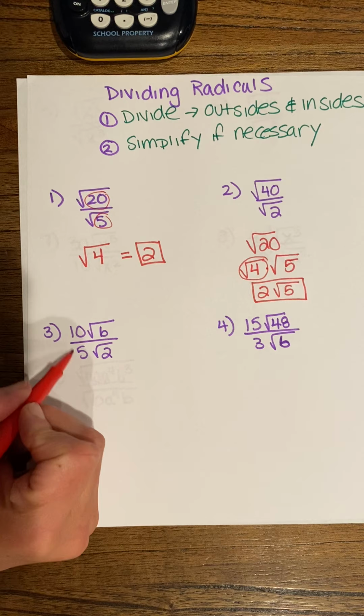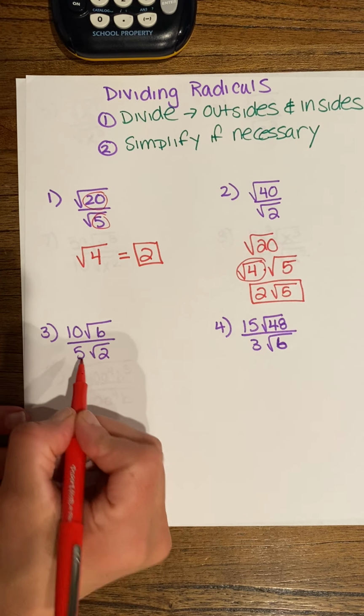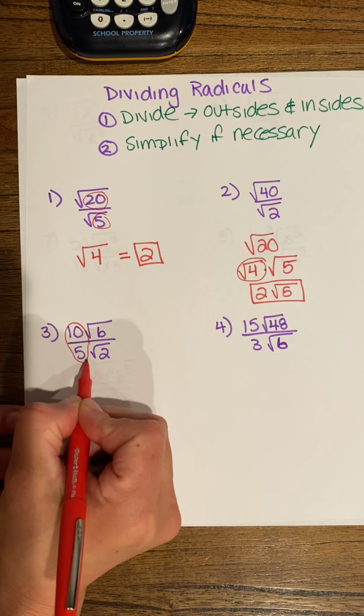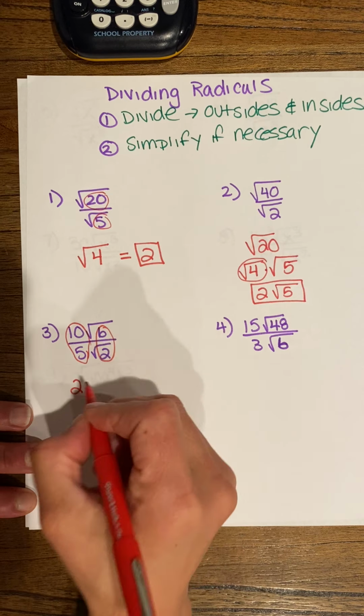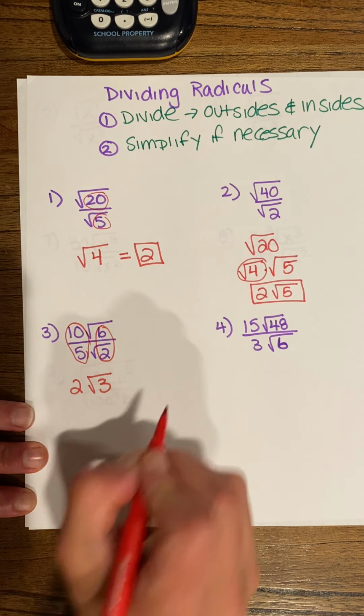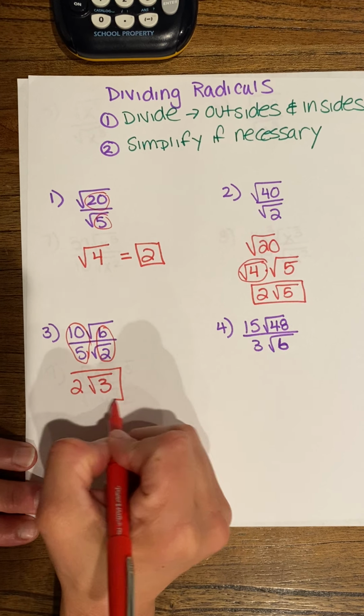If you get some numbers on the outside like you do here, same thing as before. You just divide outsides with outsides. So I can divide these two and I get 2. Divide these two, I get 3, but it's rad 3, right? When you divide rads, your answer is a rad. Good thing about that is there's nothing I can do.